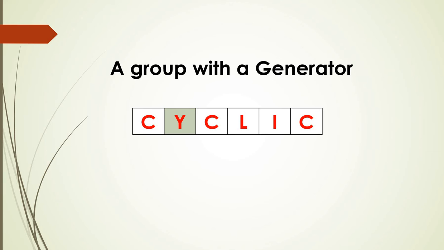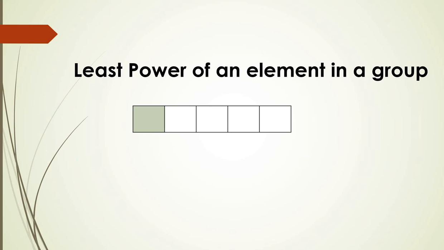And the next one. Least power of an element in a group. You have a group, and in that you can consider any element. What do you call the least power of that element in the group? Remember? If you have said order, yes, that's correct.